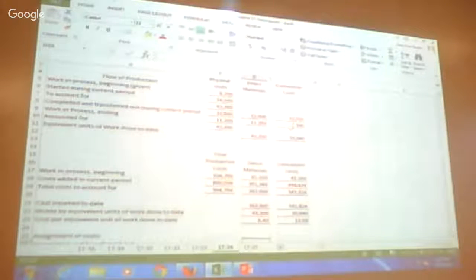All right, so now what do I have to do next? So here's where I care about this information here. I have to allocate this 904. So basically this number here is going to match this number here. I have to allocate this $362,000 to completed and work in process. I have to allocate this 541,824 between completed and work in process. And so how do I do that? It's driven by the equivalent units for each one of these.